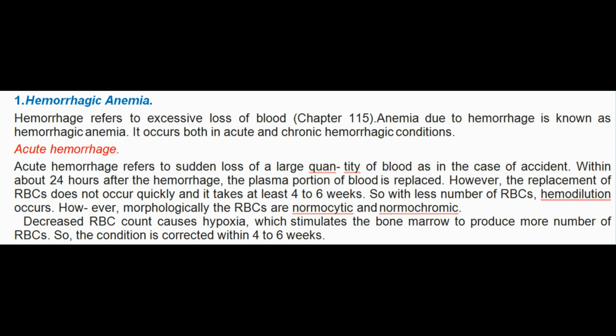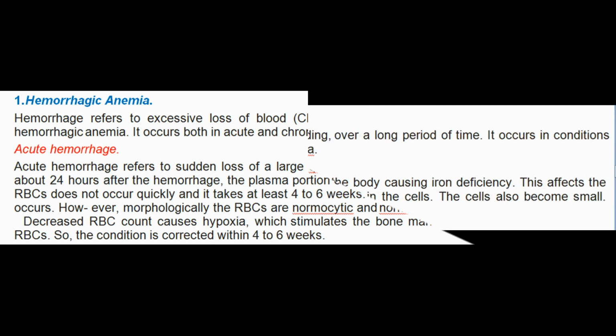So with less number of RBCs, hemodilution occurs. However, morphologically the RBCs are normocytic and normochromic. Decreased RBC count causes hypoxia, which stimulates the bone marrow to produce more number of RBCs. So, the condition is corrected within 4 to 6 weeks.